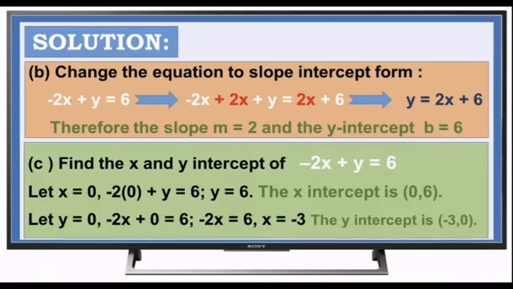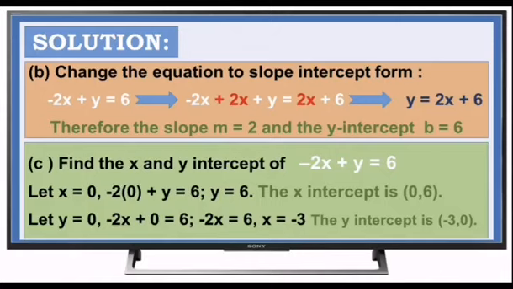Now, let us let y be equal to 0. This time, substitute y with 0 in the equation. Negative 2x plus 0 equals 6. So we have negative 2x equals 6. Apply multiplication property of equality. Multiply negative 1/2 to both sides. So we have x equals negative 3. The y-intercept is negative 3, 0.